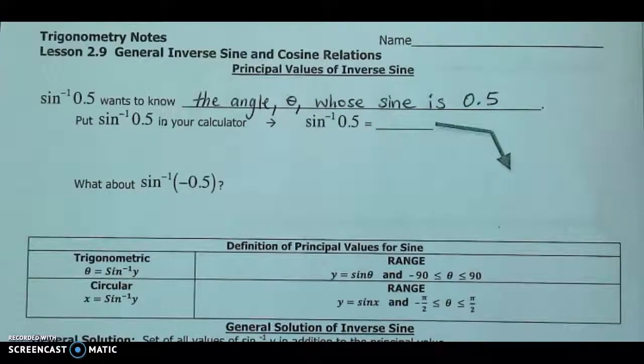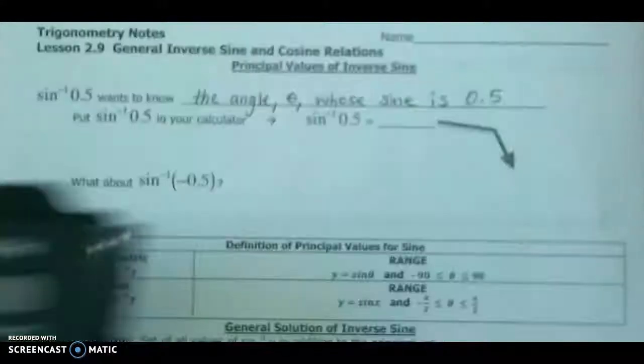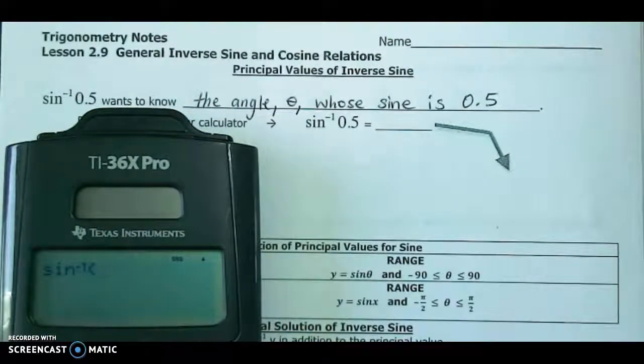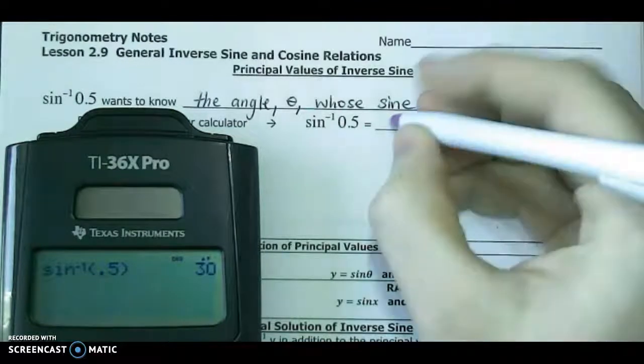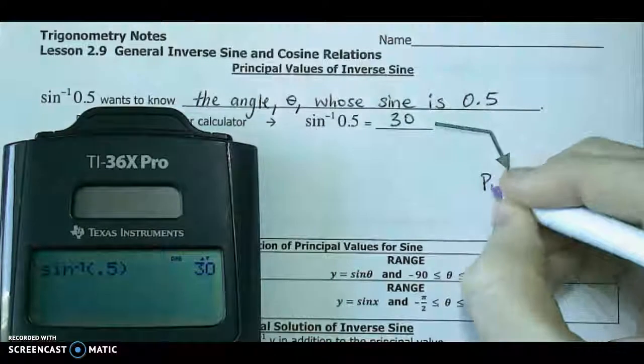In lesson 2.9, we're talking about general solutions and principal values of sine and cosine. So if you were to type into your calculator inverse sine of 0.5 and do that in degrees, what it's asking is, what is the angle whose sine is 0.5, because you're doing the inverse, so you're asking for an angle. So if I type this in and I'm in degrees, so inverse sine of 0.5, I get 30 degrees. Now 30 is called the principal value.